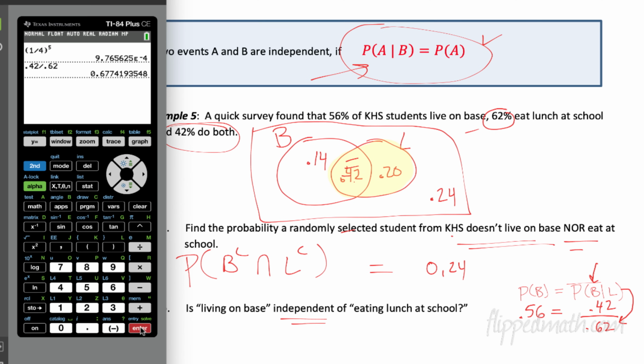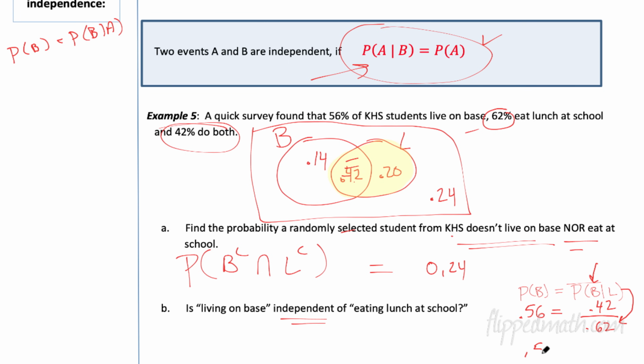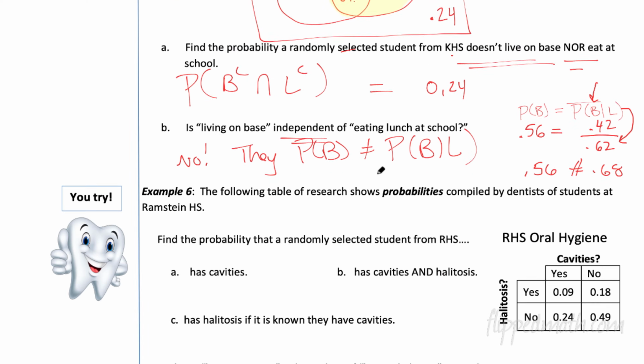It equals 0.67, 68 if we round it. So this is 0.56. This is 0.68. They are not equal to each other. So the answer to this question is no, they are not equal. So the probability of B does not equal the probability of B given L. Okay, so whenever they ask you for independence, you try that.